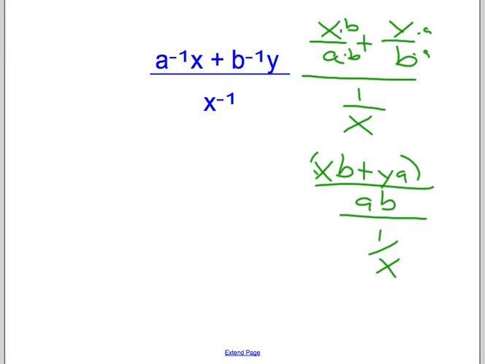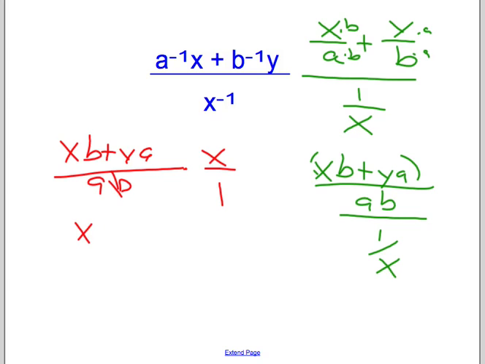All right. Now we're going to take our xb plus ya over ab, and times it times x over 1. So we're flipping the bottom one again. X will not reduce with the ab, so I have x, and then parentheses xb plus ya over ab.